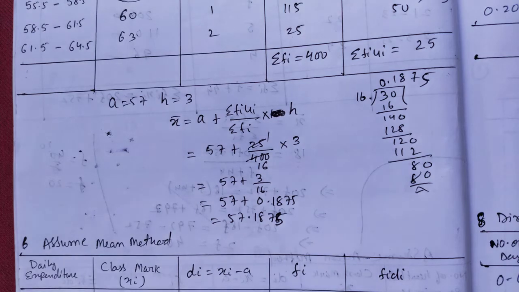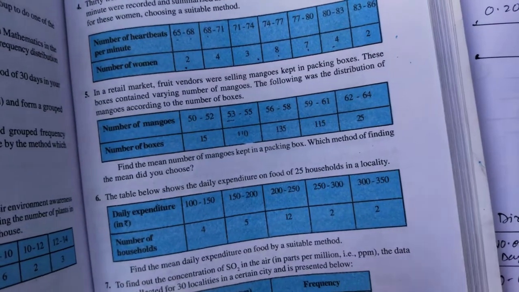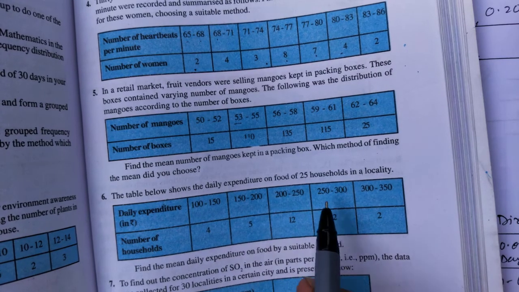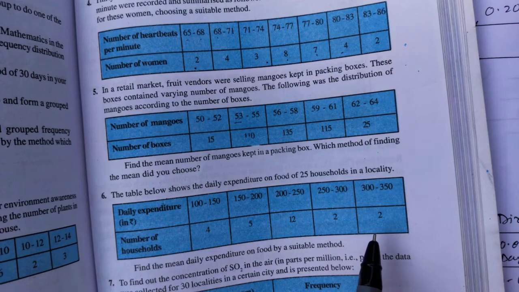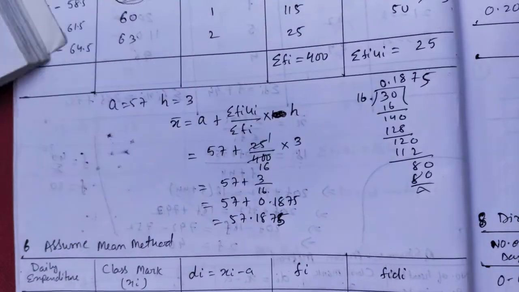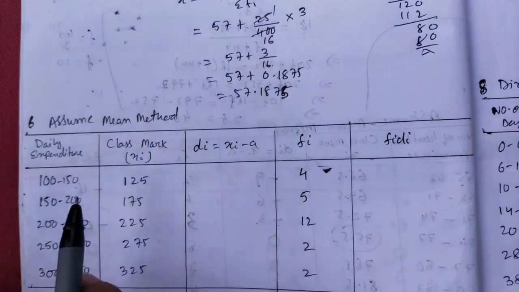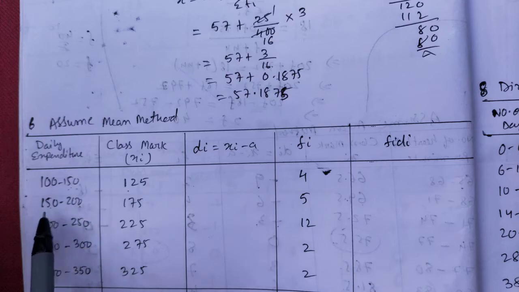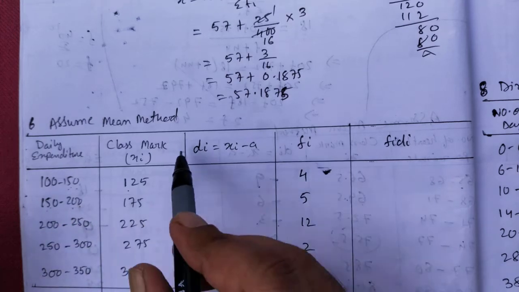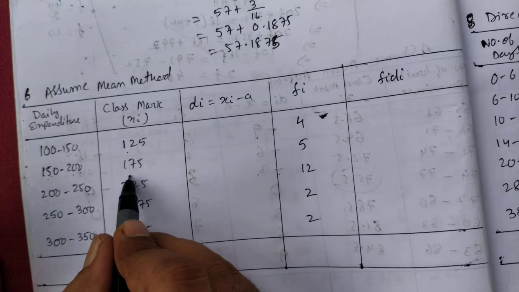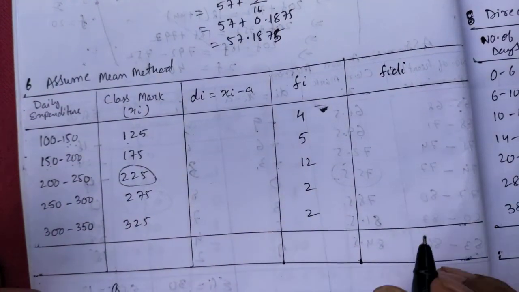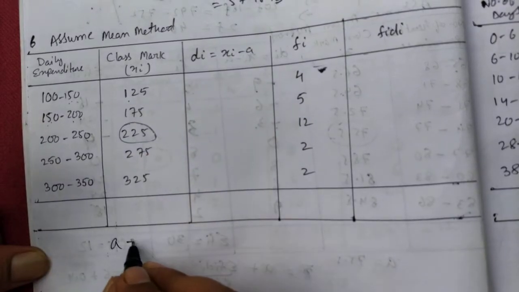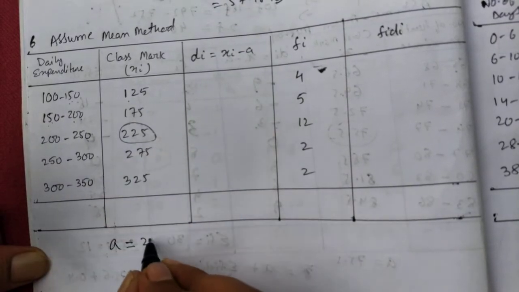This is done. In question number 6, we have to find the mean only. They've given the class sizes 100 to 150, 150 to 200, and the frequency is also very small, so we'll use the assumed mean method. Class mark means we add both and divide by 2. So 250 divided by 2 is 125, and 350 divided by 2 is 175. I'll select the middle one. You can select any one, no problem, but try to select the middle one. A is 225.